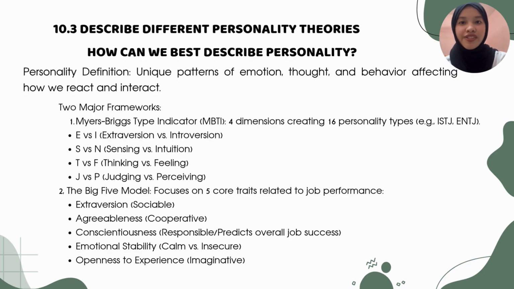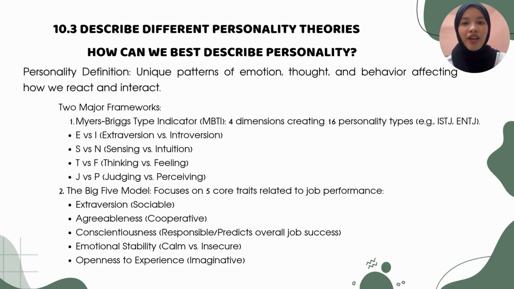Let's move on to Section 10.3 and look at how we can best describe personality. Personality is the unique pattern of emotion, thought, and behavior that indicates how we react and interact with the world around us. To measure this, we rely on two major frameworks. First, the Myers-Briggs Type Indicator or MBTI, which uses four core dimensions like extroversion versus introversion, sensing versus intuition, thinking versus feeling, judging versus perceiving, to create 16 distinct personality types.